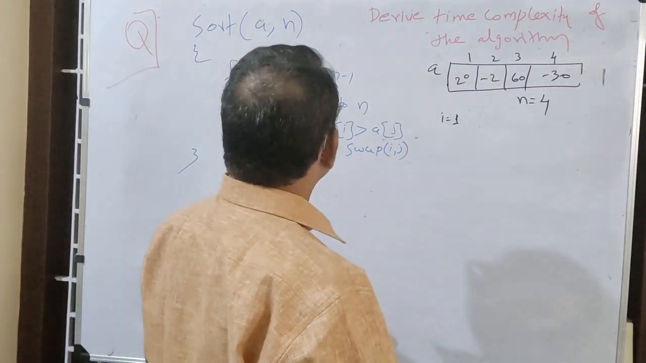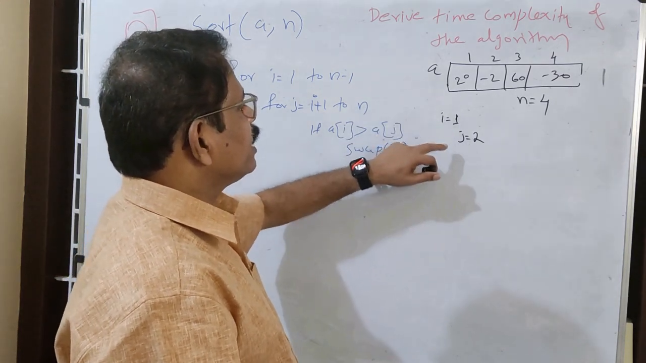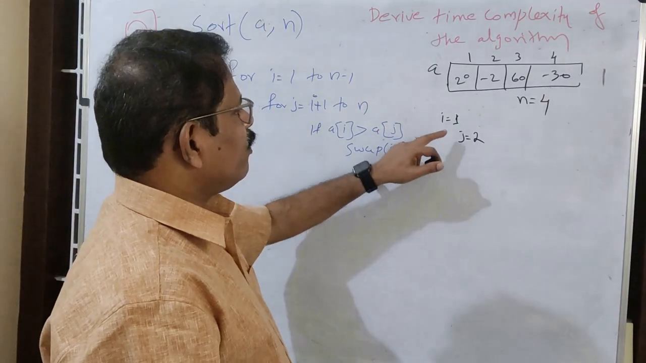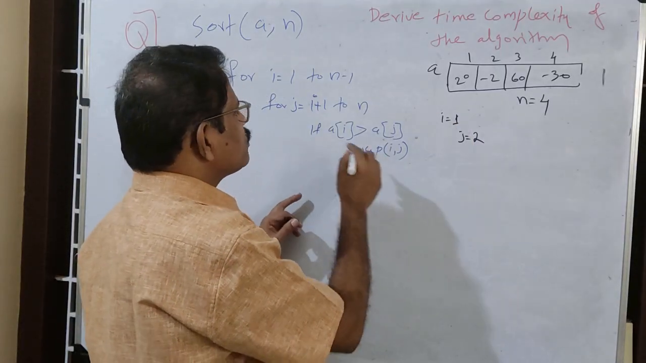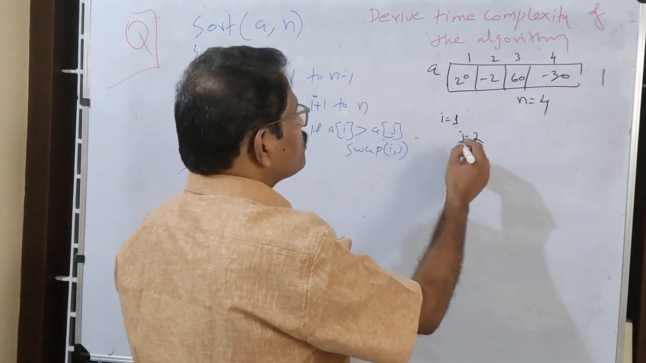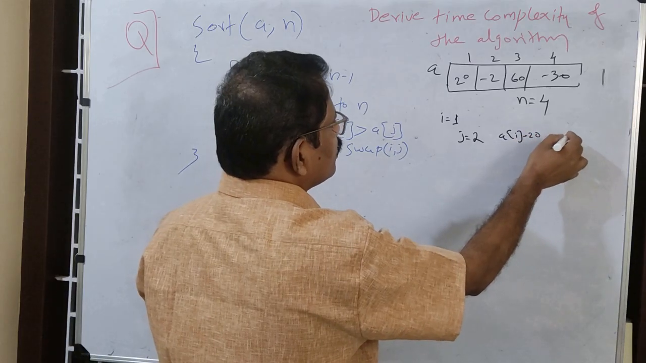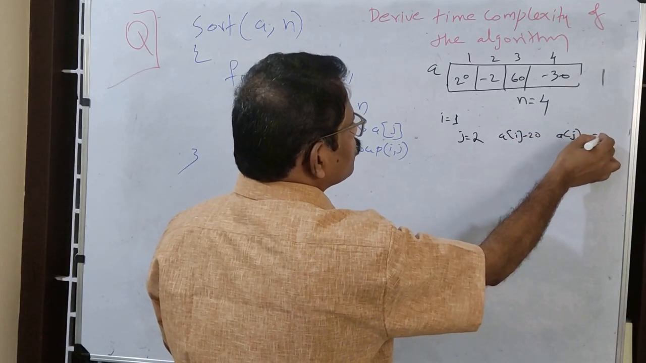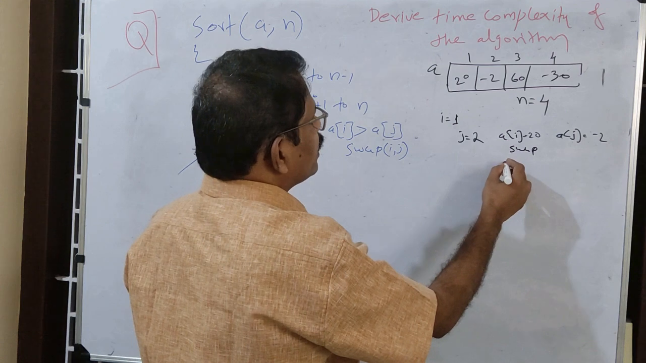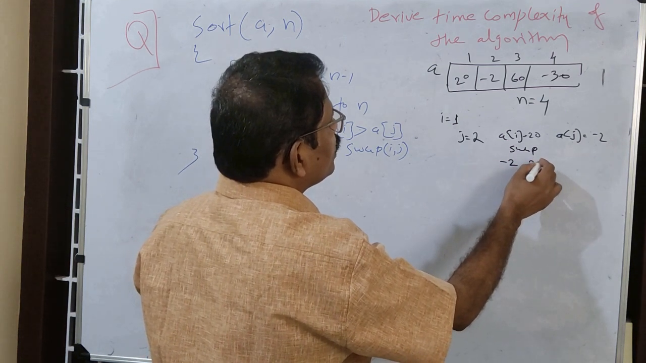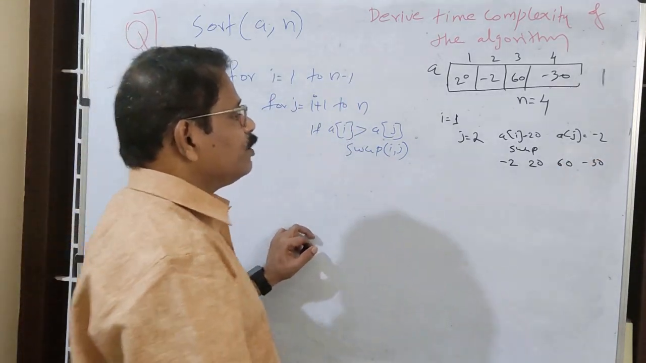When I equals 1, j is equal to 2. Okay, it is I plus 1. Then it will compare A1 and A2, that is 20 and minus 2. See this 20, that is A of I. A of I is equal to 20. A of J is equal to minus 2. They will swap. So you get the array minus 2, 20, 60, minus 30. This is the new array.